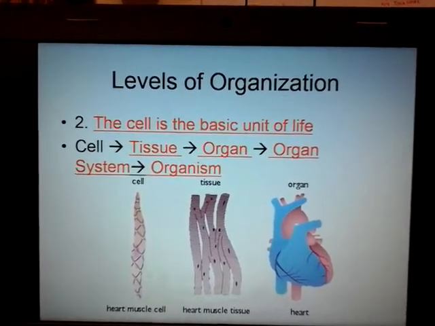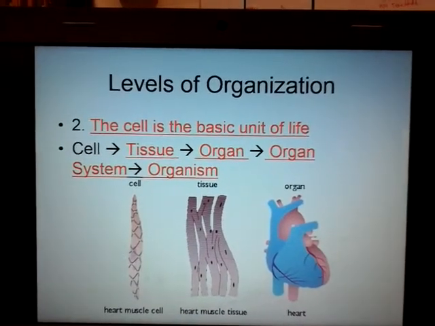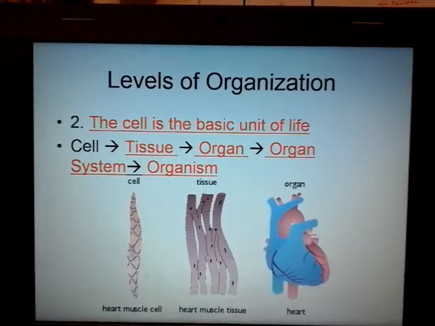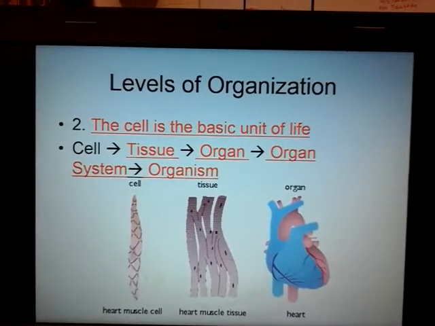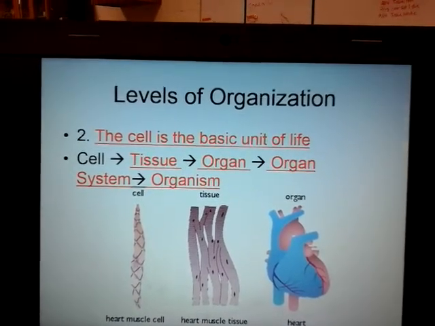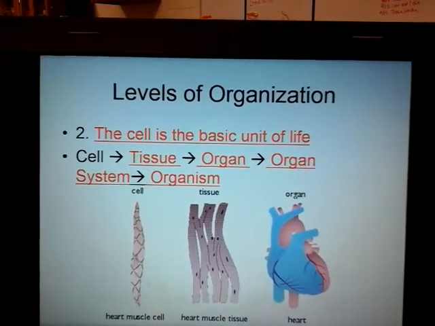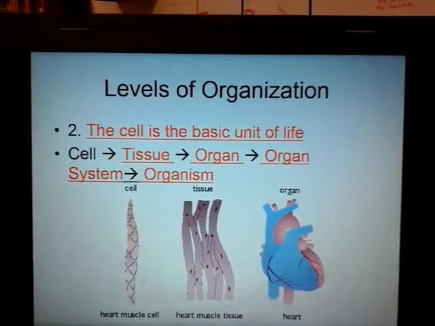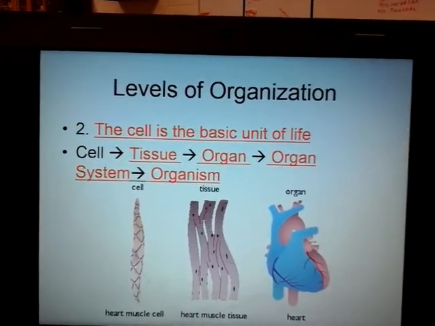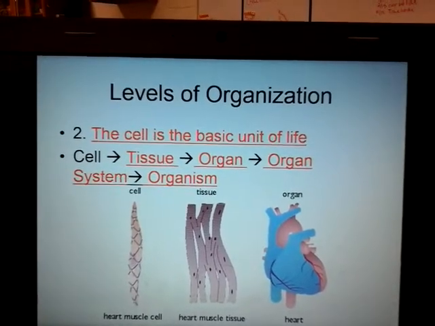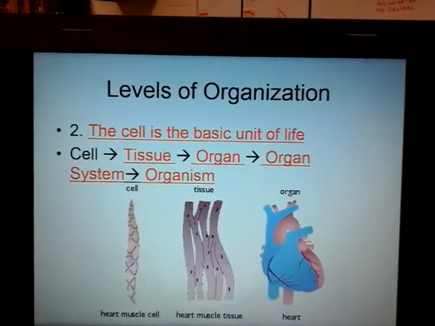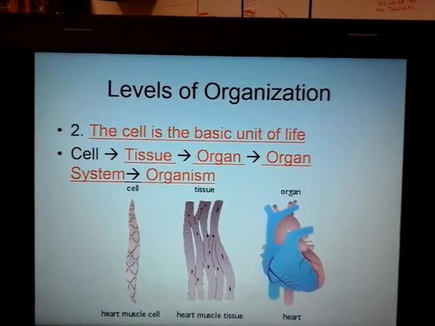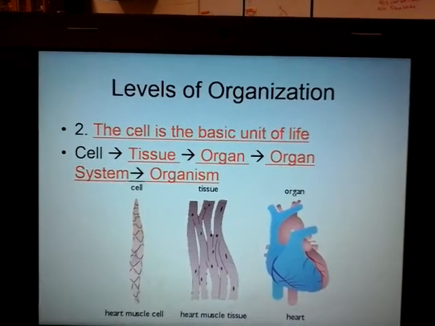Now, when you have a group of tissues working together, that makes up an organ. So for example, the heart. The heart has muscle tissue in it. The heart has nervous tissue in it. The heart has a membrane around it. Okay, that's something called epithelial tissue. And the heart has blood in it, and that's what we call connective tissue. So when you have a bunch of tissues working together, you have an organ.